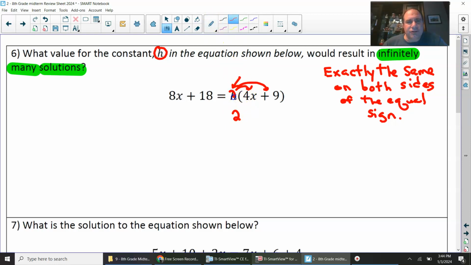So if you put a 2 in here for h, then you would go ahead and distribute. You check it out. You have 8x plus 18, and that equals the 8x plus 18 on the left side. So h equals 2.